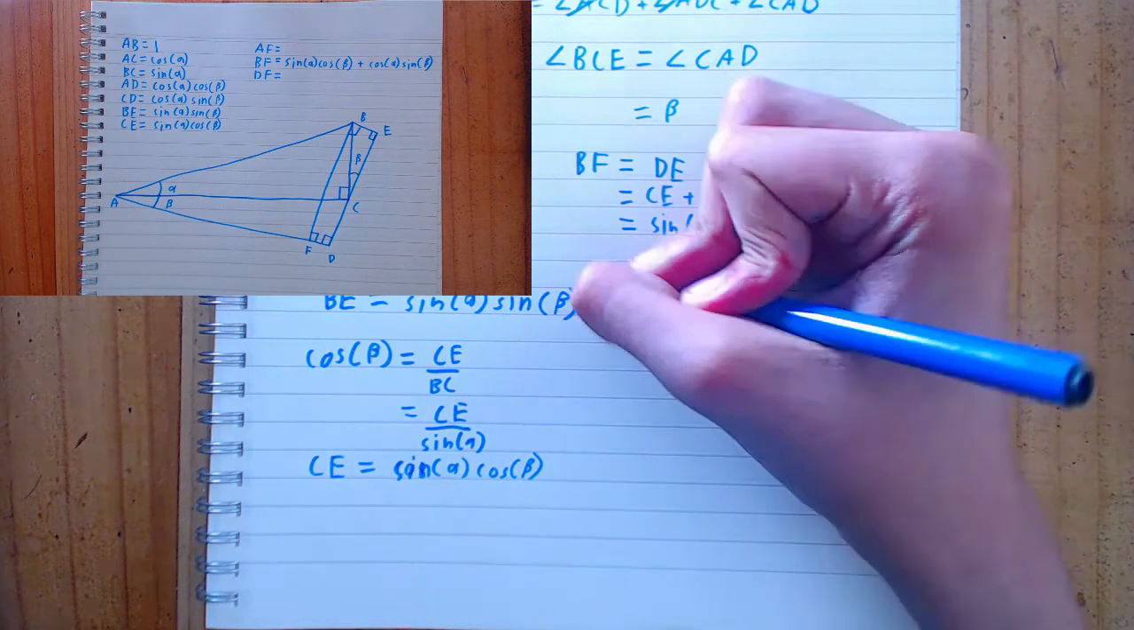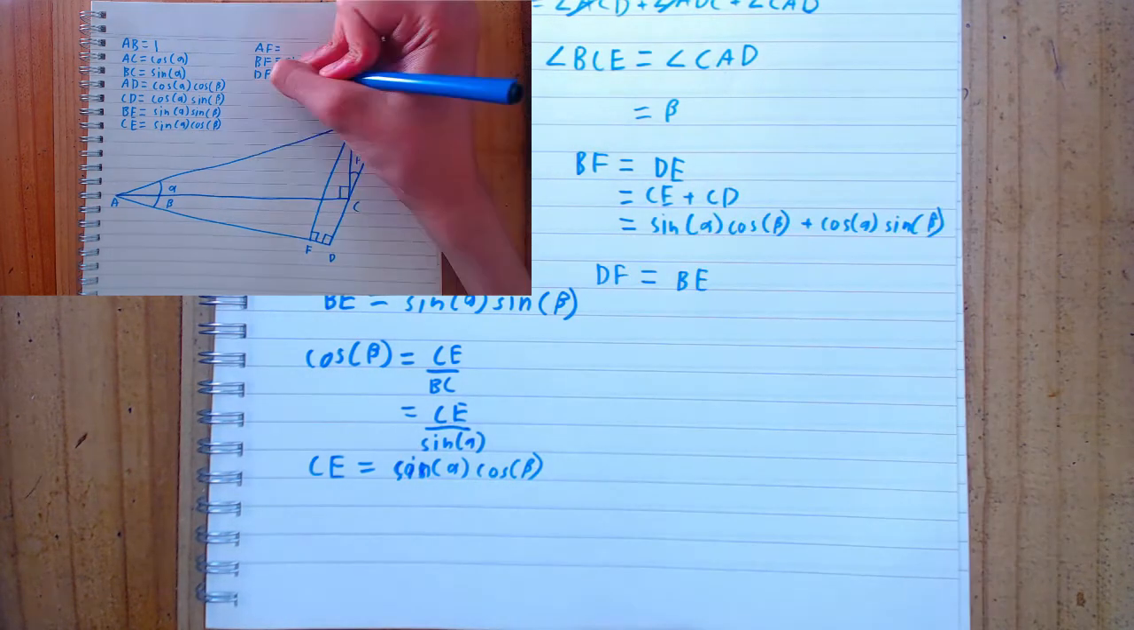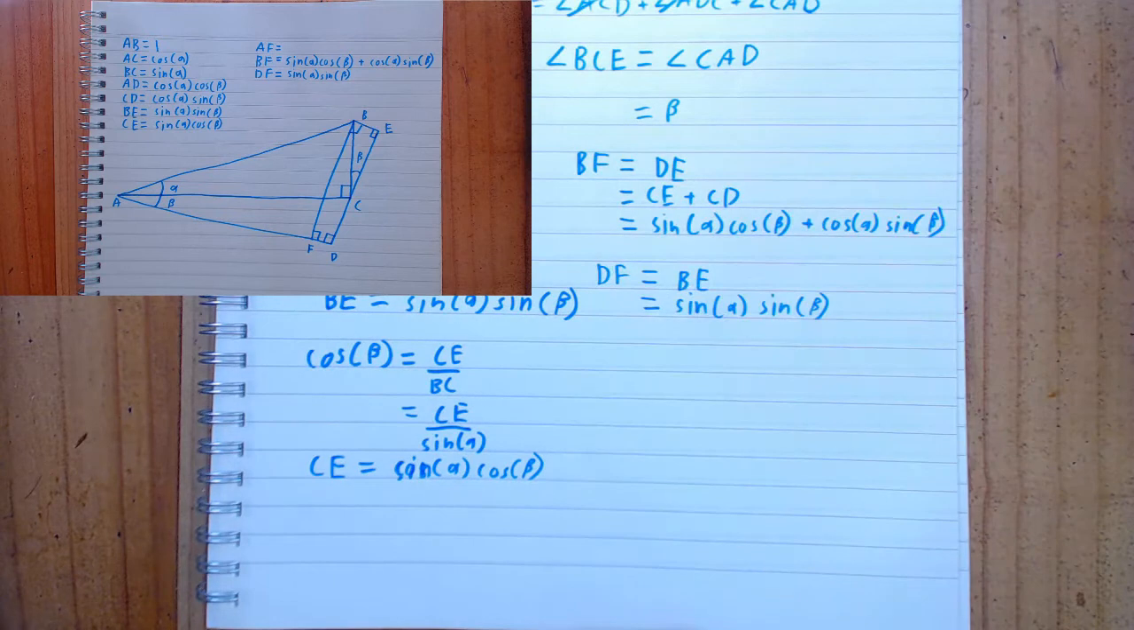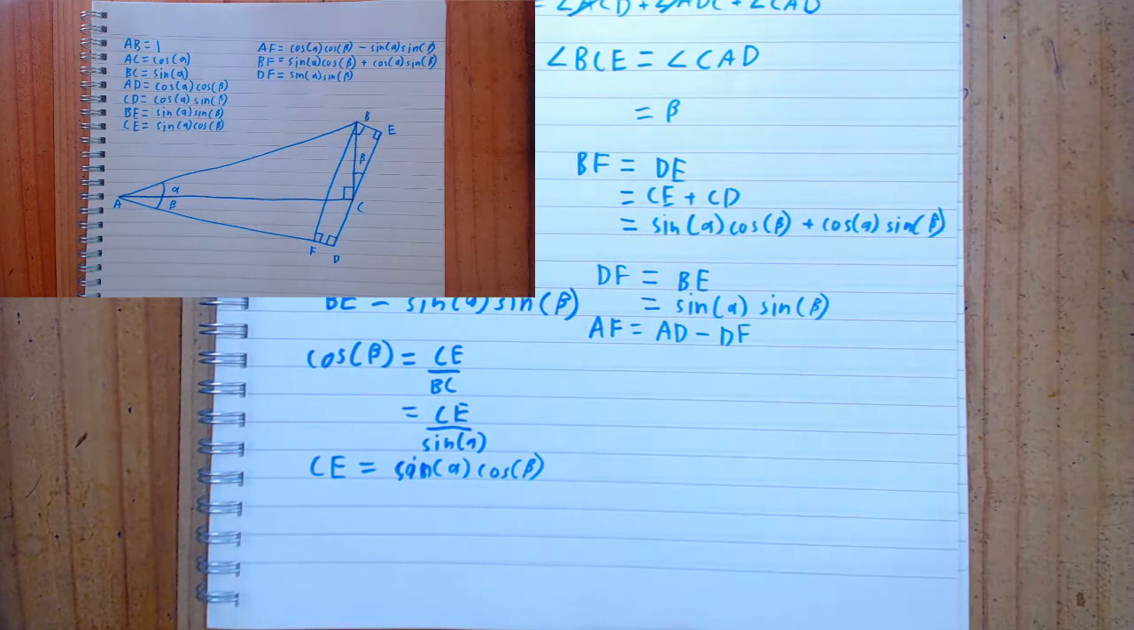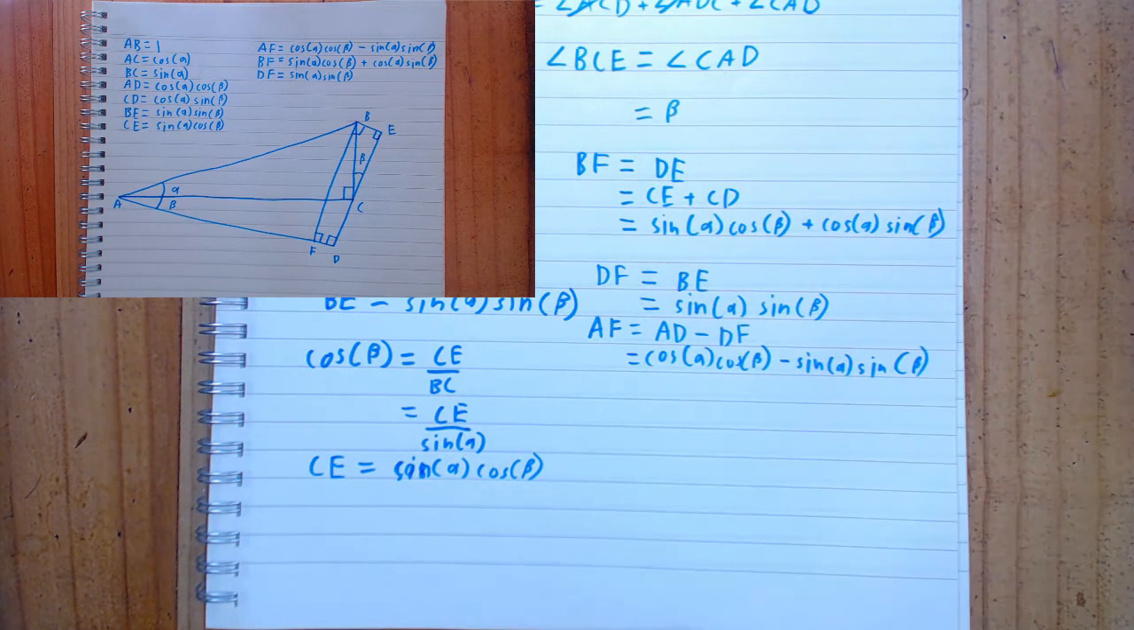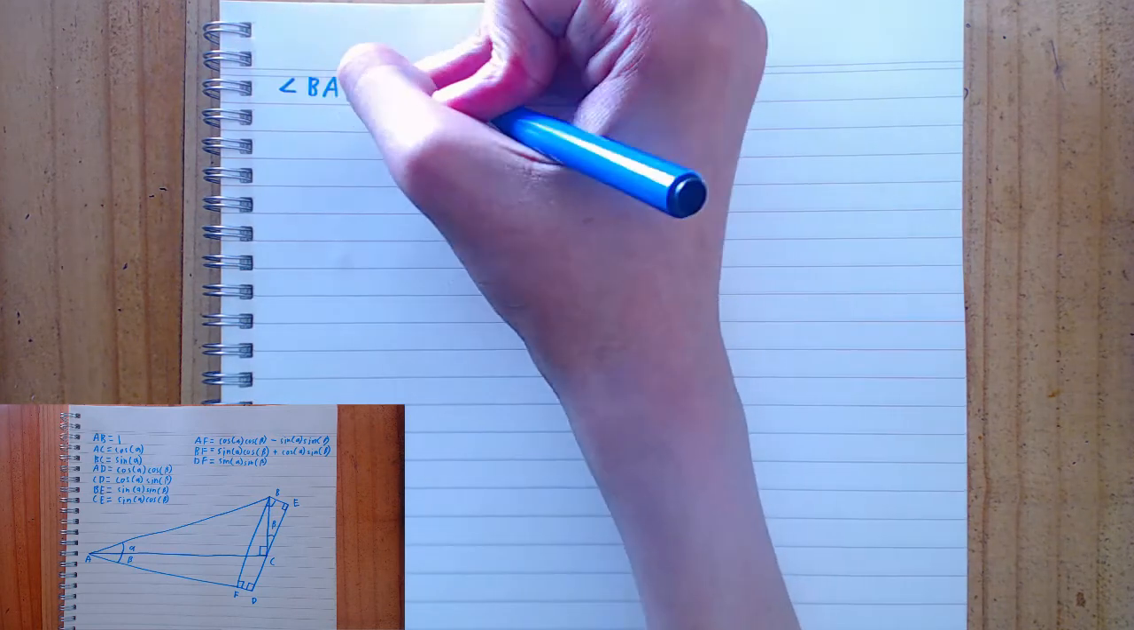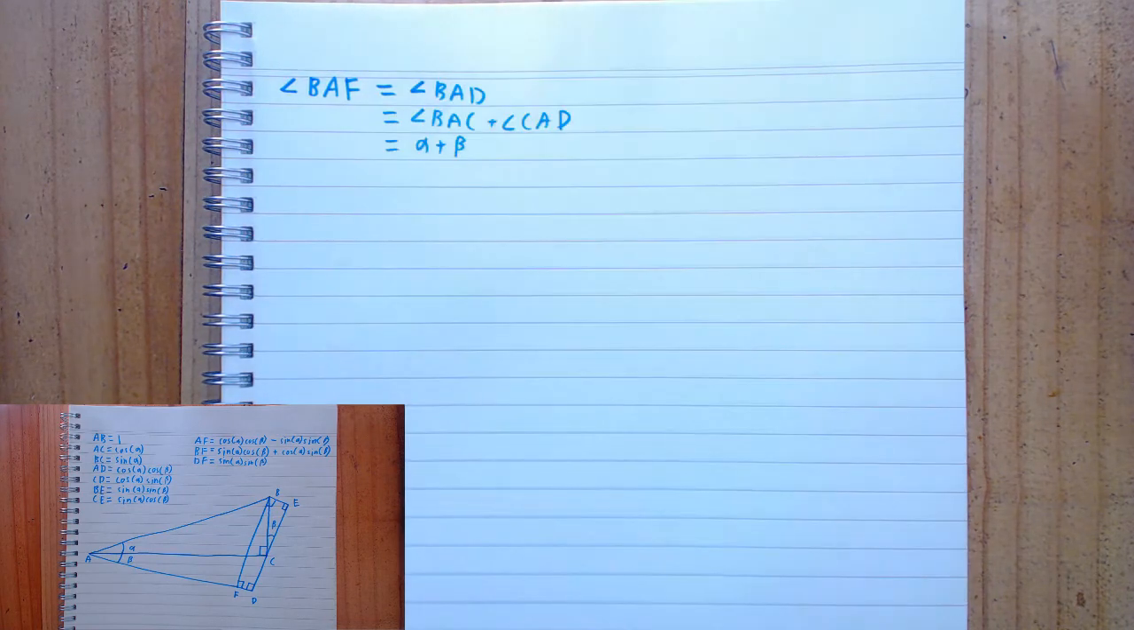Similarly, the distance DF is the same as BE, which is sine of alpha sine of beta. Finally, the distance AF is just AD minus DF, which means that it is cos of alpha cos of beta minus sine of alpha sine of beta. Finally, it is clear that the angle BAF is alpha plus beta.